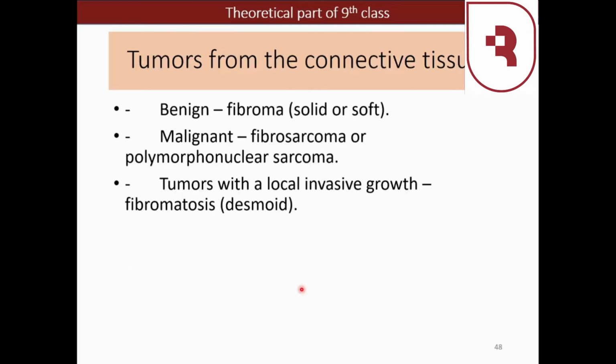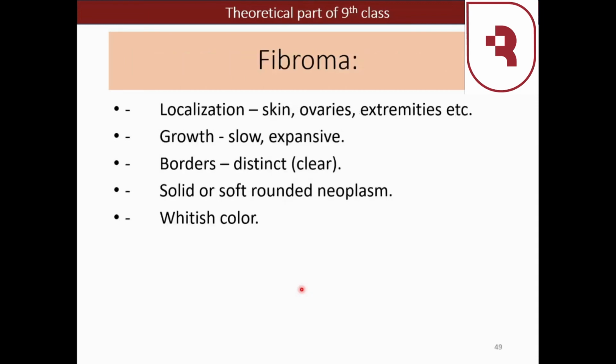Tumors from the connective tissue. Benign one is fibroma, and fibroma could be solid or soft, and it will depend on its consistency. Malignant will be fibrosarcoma or polymorphonuclear sarcoma. Tumors with a local invasive growth are desmoid or fibromatosis. Fibroma is localized on the skin, ovaries, extremities, and exactly it may be localized anywhere. The growth is slow and expansive.